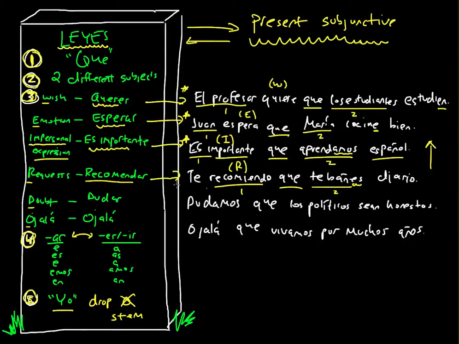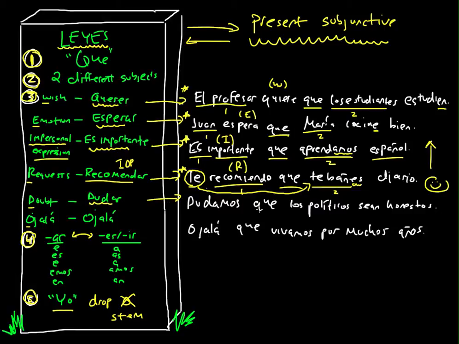So, te recomiendo que te bañes diario. I recommend that you bathe daily. Okay, we have to bathe daily in order to smell really nice. Okay, so one thing I need to point out here is this te. Okay, when using recomendar, we use indirect object pronouns, and so this te is going to agree with this subject here, subject tú. Okay, and let's look at the next verb, dudar, to doubt.